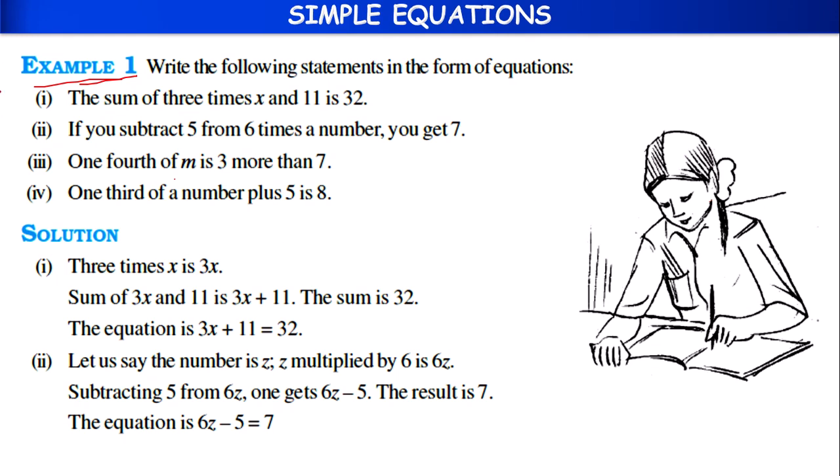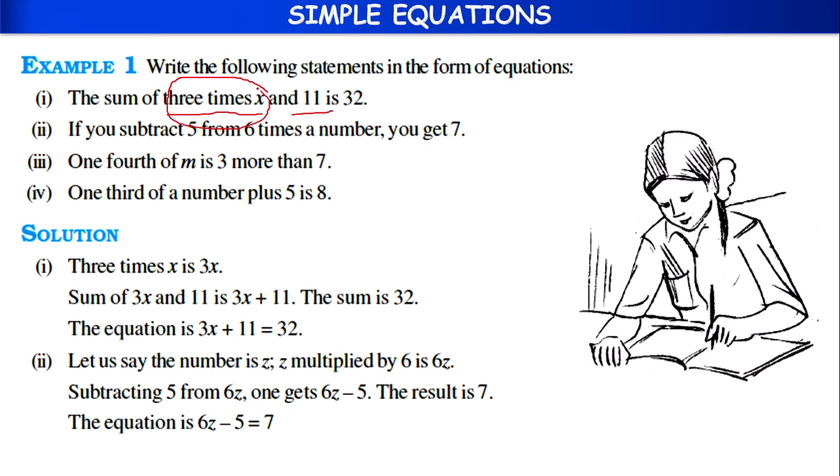Here we are doing the sum. The sum of what? 3 times of x and 11. These two are separate terms. If we do their sum and the result is equal to 32, this statement is to be represented in the form of an equation. So here we have to add 3 times of x and 11.